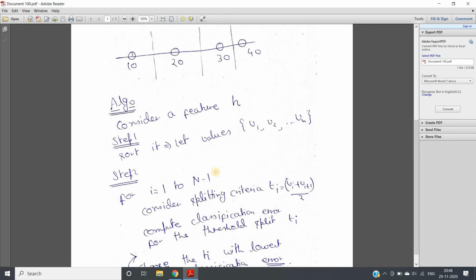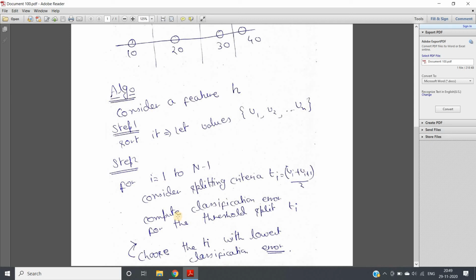Then suppose i equal to 2, what will happen? V2 plus V(2+1), that is V3, by 2. So my Ti or splitting criteria will be V2 is 20, V3 is 30, 20 plus 30 by 2, that is 25, like that it will go. So compute the classification error, or if it is a regression problem then calculate the corresponding regression mean square error for the threshold split Ti. Considering this as the splitting criteria, calculate the error. Choose that Ti which gives the lowest classification or regression error, and this is how we compute the threshold splitting criteria for one feature.